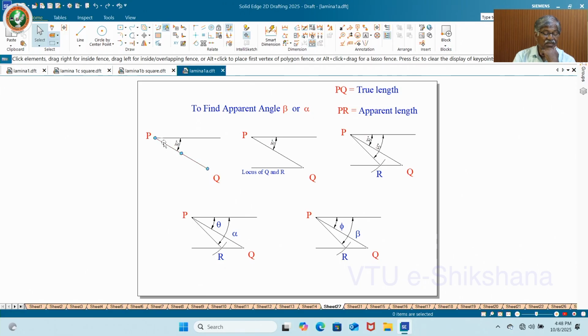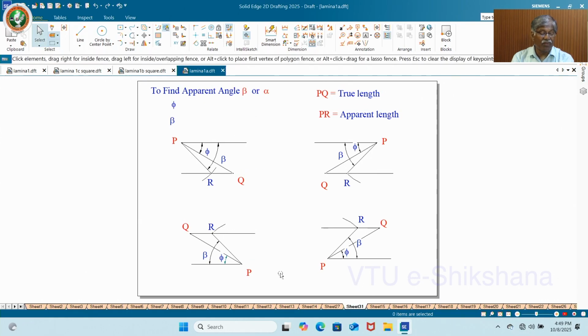See, first position is you take true length and true inclination. In general I have taken, it works for all problems, not necessarily AM and AN. PQ is true length, PR is apparent length. This is the procedure to find whether it is beta or alpha. In case of HP area, you have to keep a beta. In case of VP area, the same problem will come. You have to take true length first, then draw the locus, then draw apparent length, then find out alpha. Otherwise it is phi or beta. This is with respect to VP area, this is with respect to HP area.